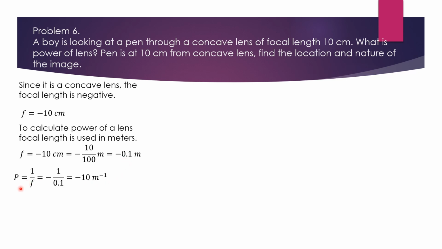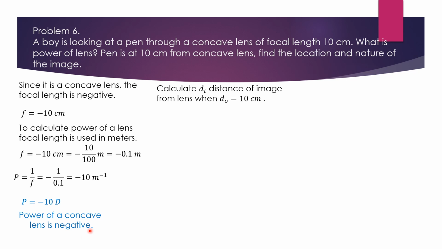Now, since the power of the lens is the reciprocal of the focal length in meters, we write 1 over f is equal to minus 1 over 0.1, which is equal to minus 10 per meter, or the power of the lens is minus 10 D. D means diopters. Remember, the power of a concave lens is negative.